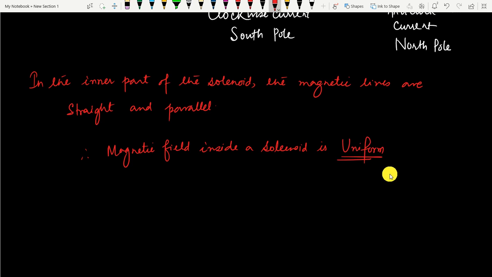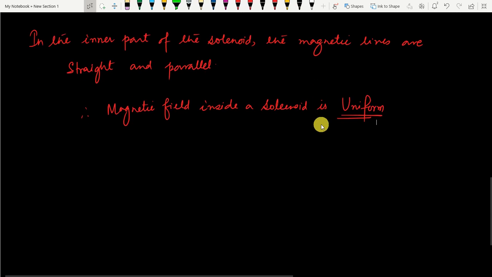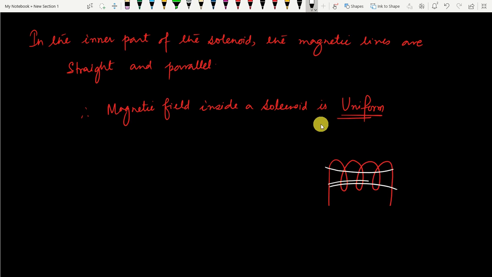Sometimes the question comes in the exam: show with the help of a diagram that a solenoid produces a uniform magnetic field inside. So this is our solenoid. How are the magnetic lines inside this solenoid? Inside, they are straight and parallel, almost straight and parallel like this. This is the way the magnetic lines move inside a solenoid. So inside it is straight and parallel. So this is about solenoid.